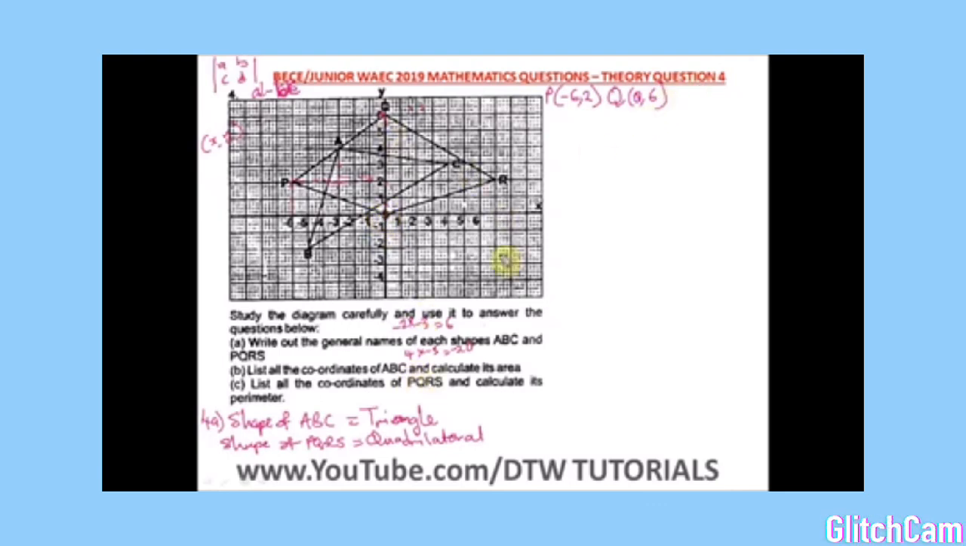The next one is R. Where is R? This is R. Trace it down to X. If this is 6, then this will be 7, and this is 8, this is 9. So tracing this down, this is on 7. So we have 7 comma, tracing it across to Y, we have 2.